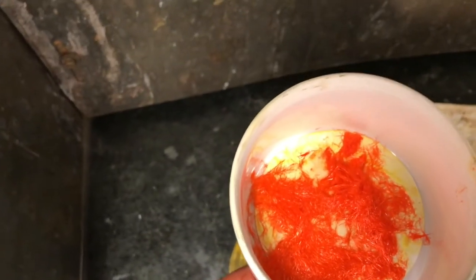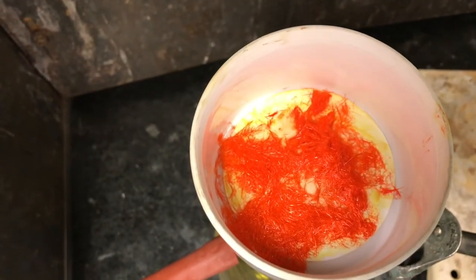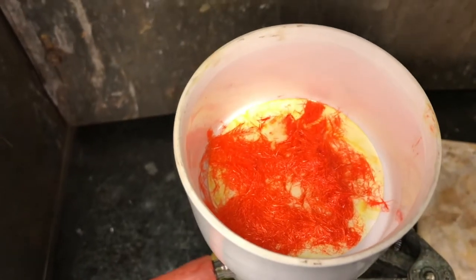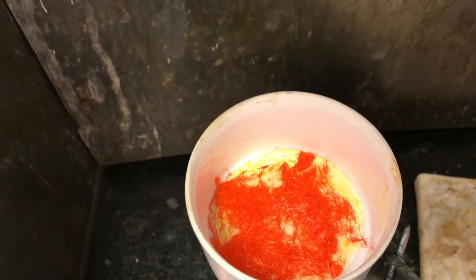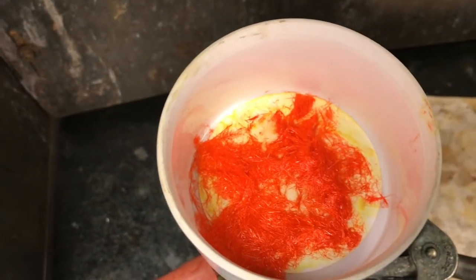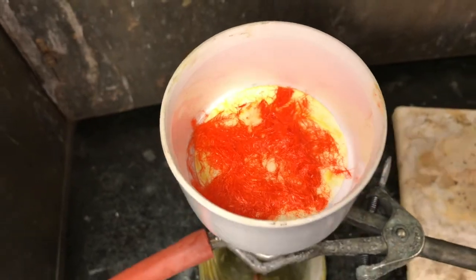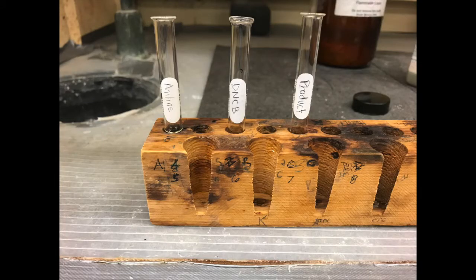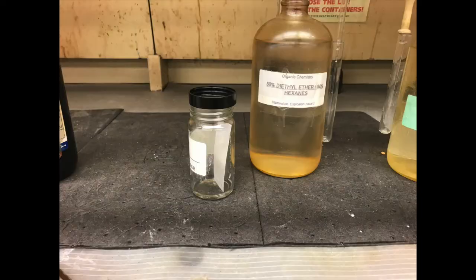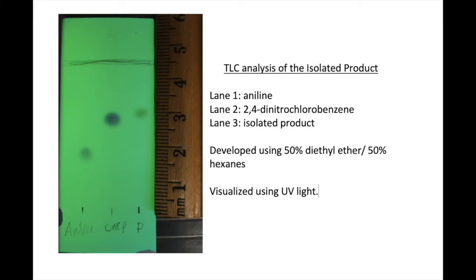Okay, so here's a close-up of what it looks like on the filter. You can see a little bit better the needle crystals on there, and they're still pretty bright red even after we rinse them with ethanol. So while that's drying, we're going to take a TLC. We have our two starting materials, aniline and dinitrochlorobenzene, and then we got a little sample of our product. So we spot them on a TLC plate and then developed it using 50% diethyl ether, 50% hexanes. So here's the image, so you guys can take Rf values.